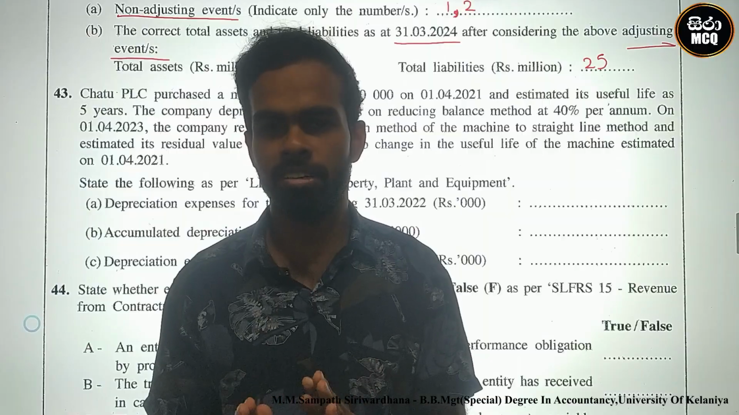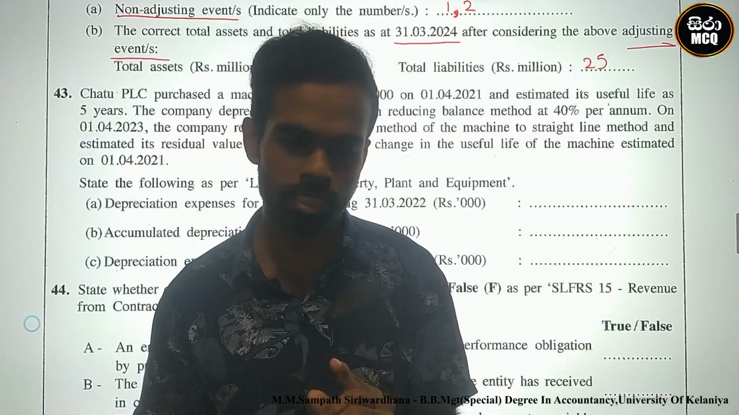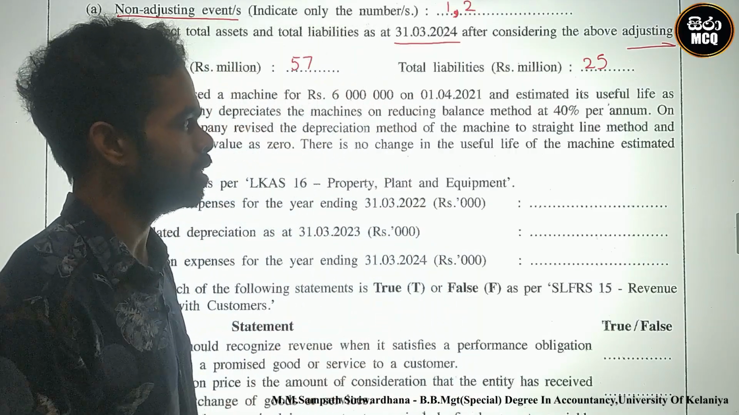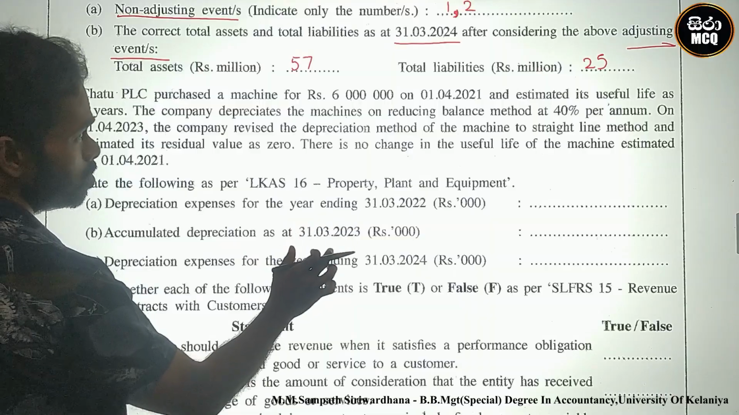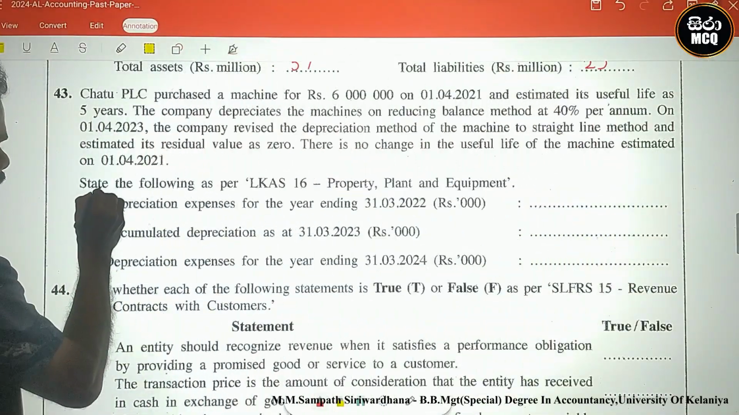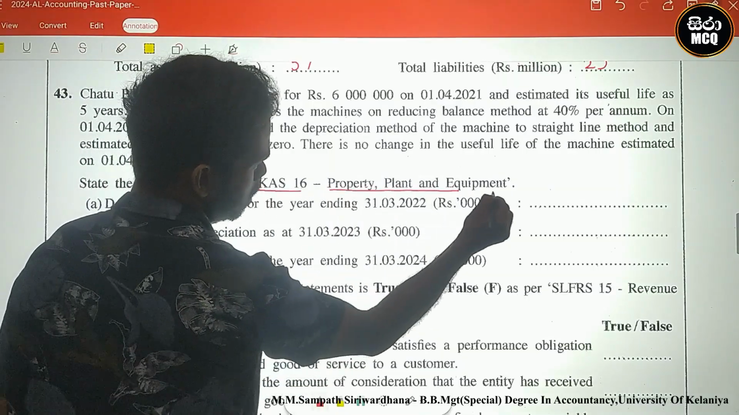Today we discuss the Advanced Level accounting paper 2024, question number 43. This is the calculation relating to LK16. Look here. What are the requirements? State the following as per the LK16 property, plant and equipment.